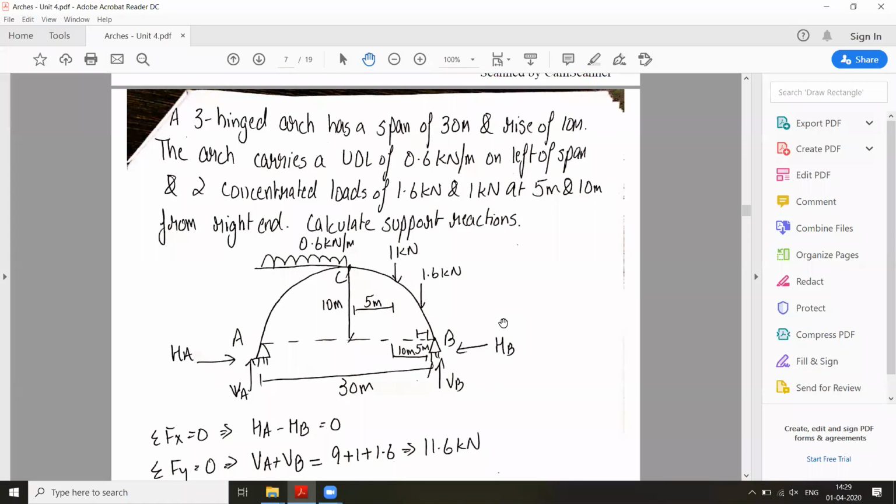Clear this diagram? Yes, sir. Any doubt? Any doubt in this diagram you can ask.